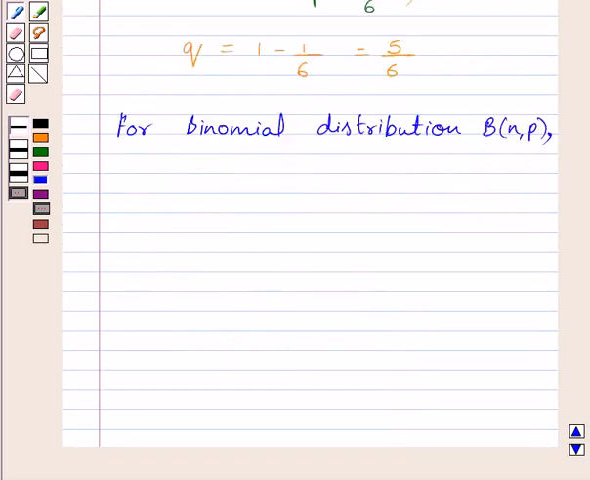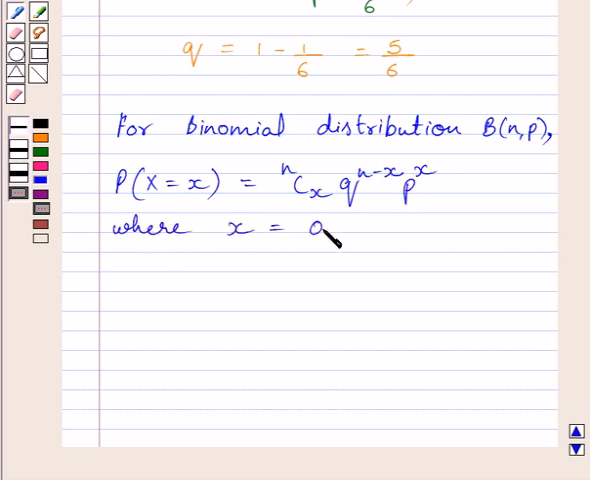Now we know for binomial distribution B(n, p), probability of X successes is equal to nCx multiplied by q raised to the power n minus x multiplied by p raised to the power x, where x is equal to 0 to n.